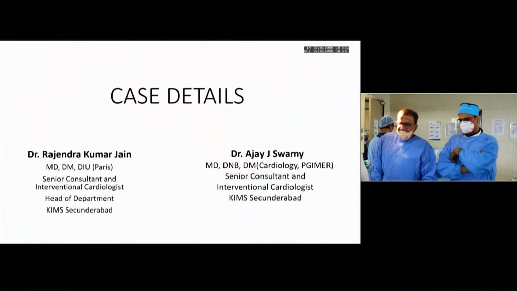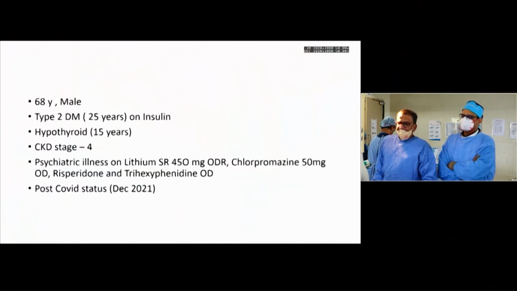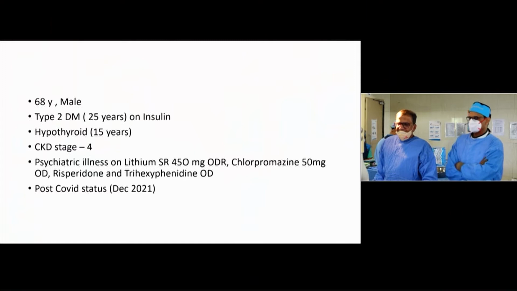Here it is. So these are the case details. Next slide. He is a 68-year-old male, diabetic for 25 years on insulin. He is hypothyroid for 15 years and he had CKD stage 4. He had a psychiatric illness on lithium, clomipramine, risperidone and trifluoperazine for a long time. He had COVID in December 2021.